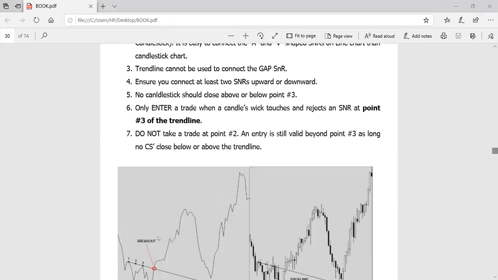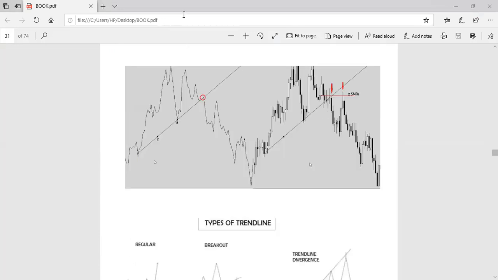So that's it. We'll go to the next one. We'll go into the types of trendline, the patterns now. That's what we are going to look at when we come back in part 2 of this course.